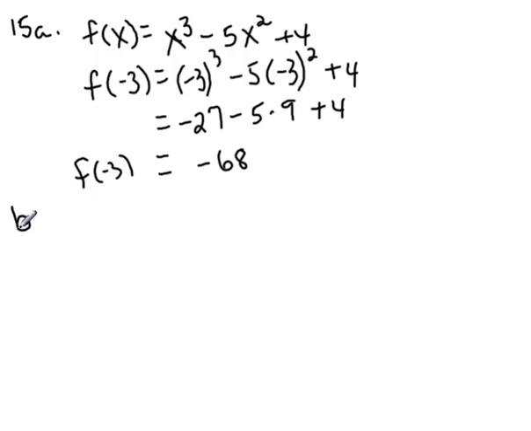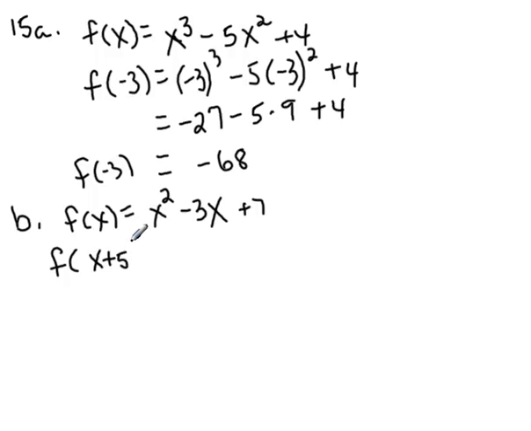Okay, now let's do 15b, which is f of x equals x squared minus 3x plus 7, and they want us to find f of x plus 5. What I'm going to do for this problem is exactly the same as what I did for 15a. On 15a, everywhere I saw an x, I put a negative 3. Now, everywhere I see an x, I'm going to replace it with x plus 5. So it makes a little more complicated problem.